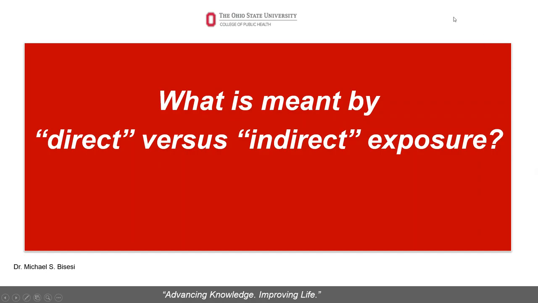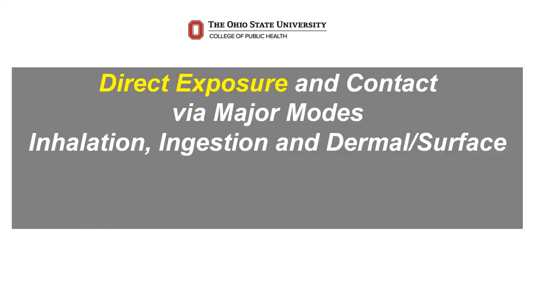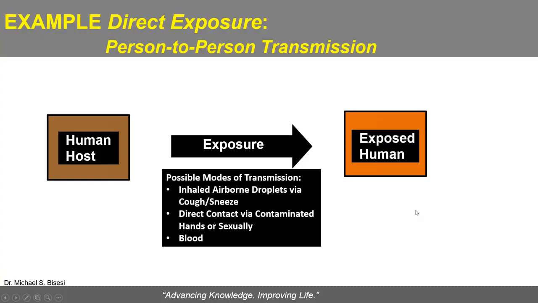No? Okay, so continuing with the concept of exposure, and this is important. What is the difference between direct exposure and indirect exposure? When we talk about this, and I have several examples here for you, we'll begin with direct exposure and contact, and I have a diagram here just to give you one example. And this is more applicable to infectious agents that are considered transmissible or communicable, and more specifically person-to-person transmission.